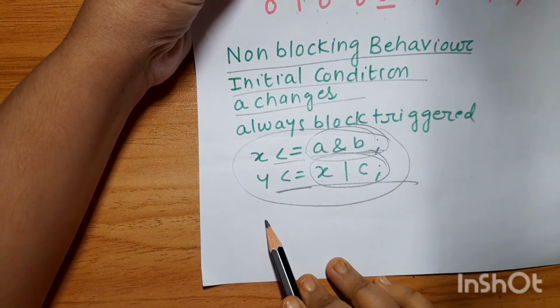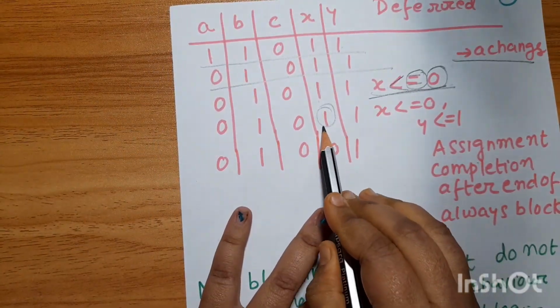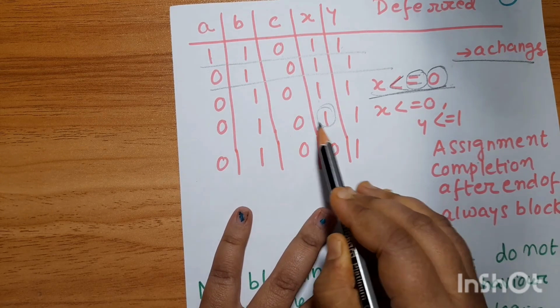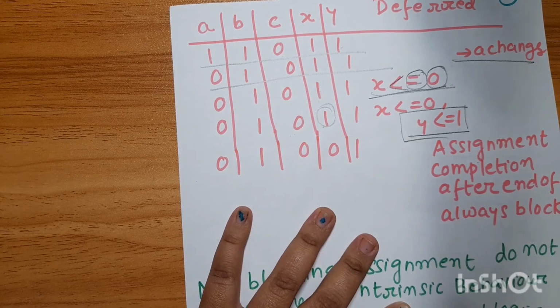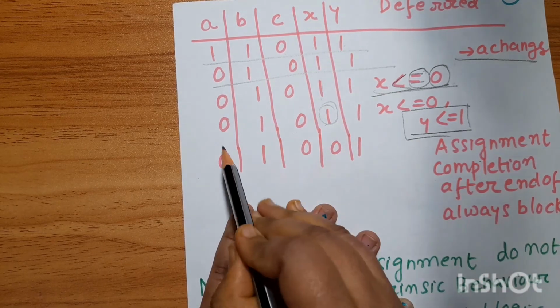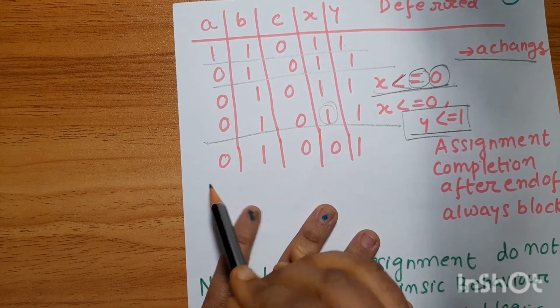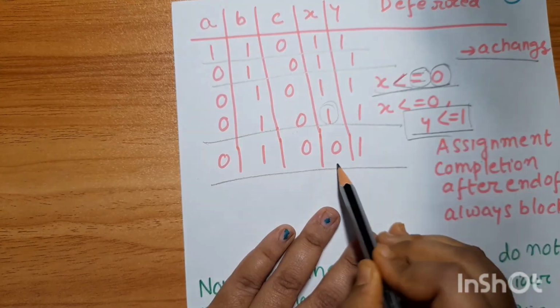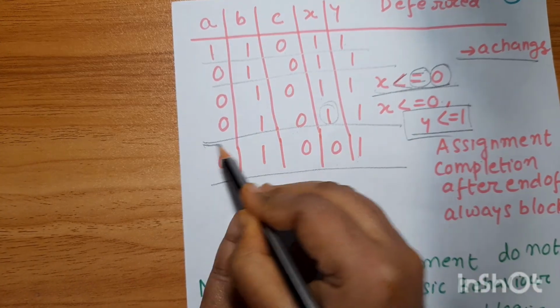in order to evaluate the value of Y. So 1 or C, which is 0, gives 1 only. But here also assignment doesn't happen to Y. We come out of the always block and then only the assignment happens. X is assigned the value of 0. Y is assigned the value of 1.